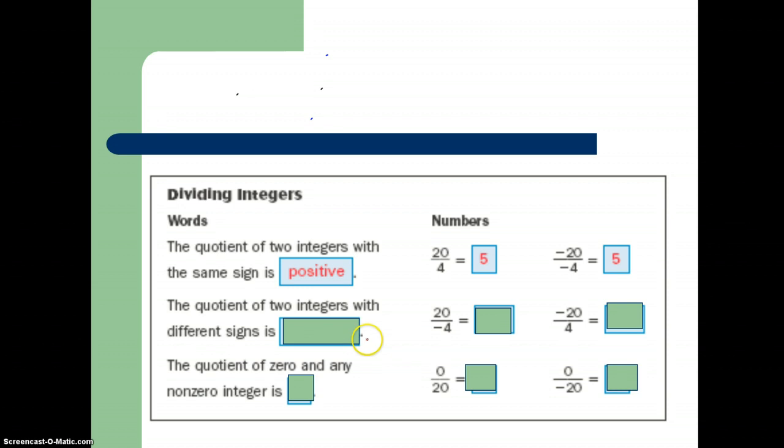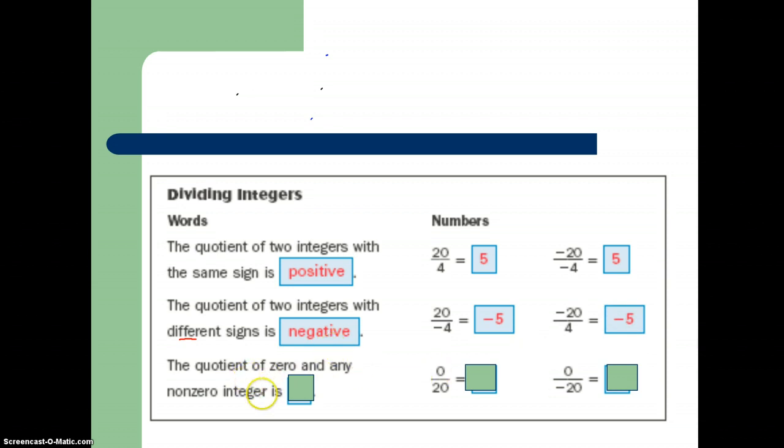The quotient of two integers with different signs, then, is negative. No matter where the negative is, whether it's in the numerator or the denominator, it's still a negative answer. 20 divided by negative 4 is negative 5. If it's negative 20 divided by positive 4, it's still negative 5.